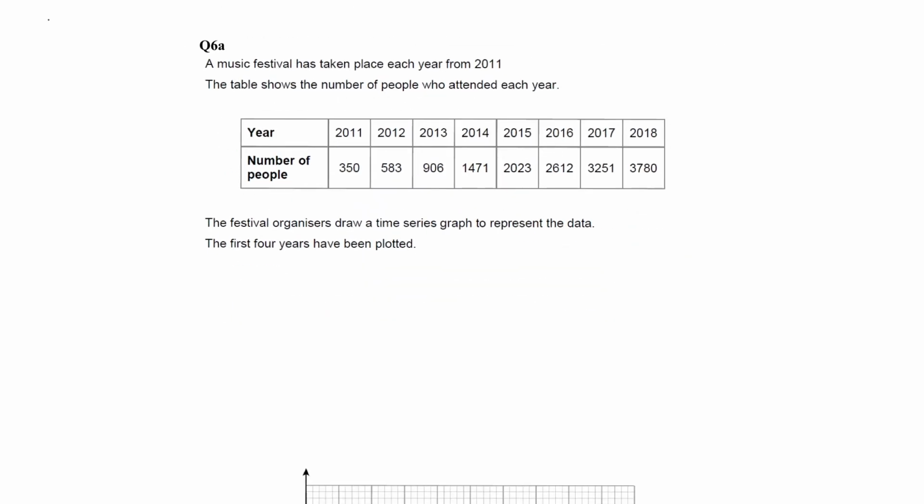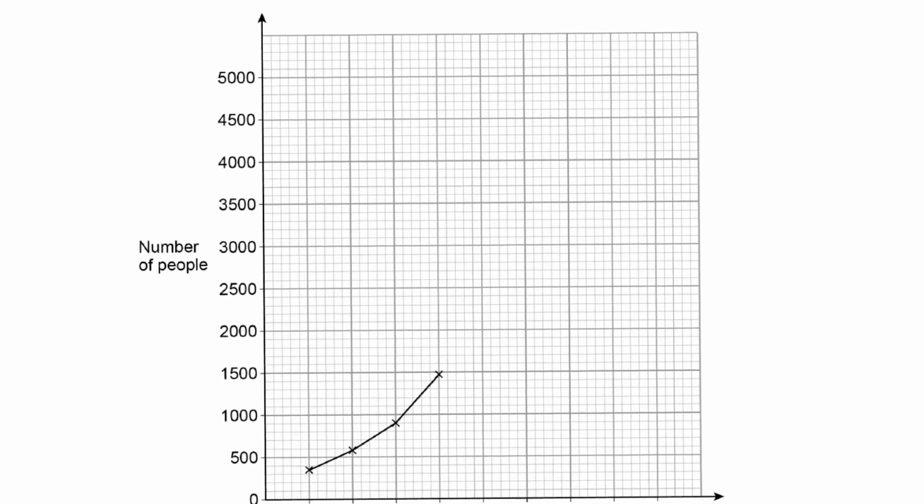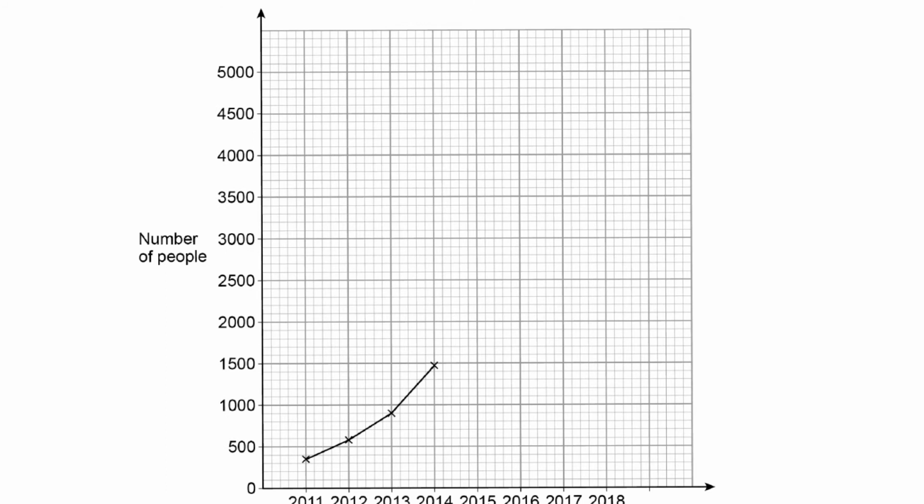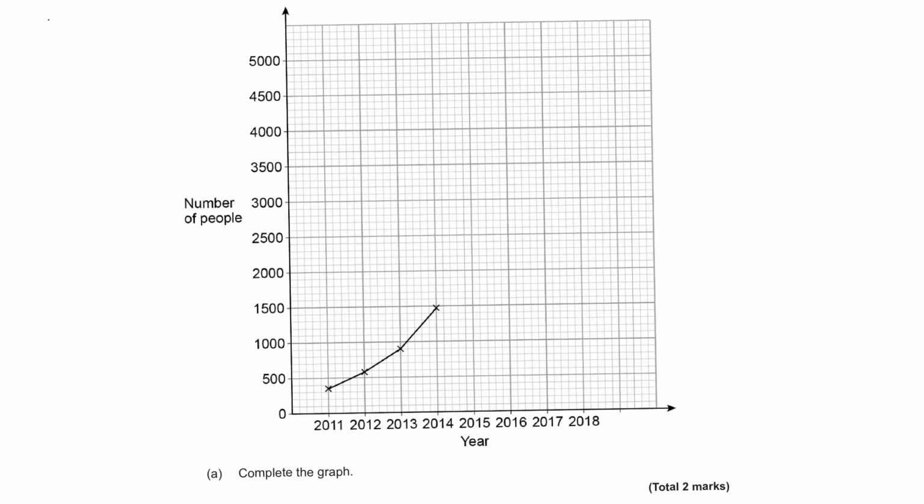Okay, so first things first, it says a music festival has taken place each year from 2011, and it's showing a table of the number of people that attended each year. The festival organizers draw a time series graph to represent the data. The first 4 years have already been plotted. So let's have a look at the graph. As we can see, there are 4 crosses, so they've already plotted from 2011 to 2014. And now the question wants us to complete the graph.